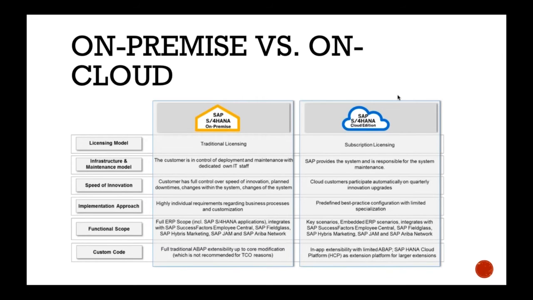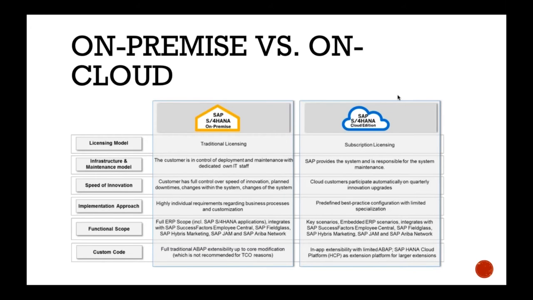The customer is in control of deployment and maintenance with dedicated own IT staff. So customers' own IT staff can decide what they want to maintain, how they want to deploy. Everything is in control of a customer. But in case of cloud, SAP provides the system and is responsible for system maintenance. So one thing is good here, that you don't need your dedicated IT staff where you can save a lot of money, but at the same time you don't have any control, because SAP will decide whether it should be upgraded or not, the maintenance should be carried out or not.